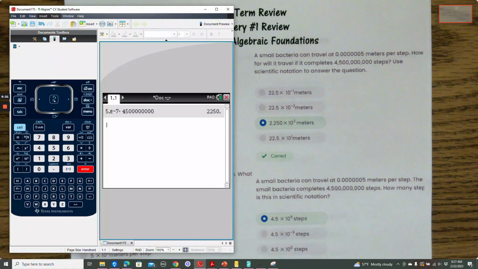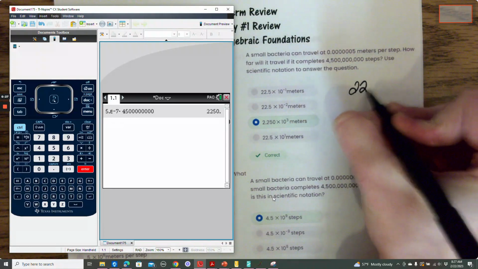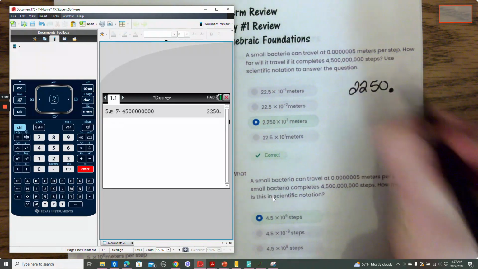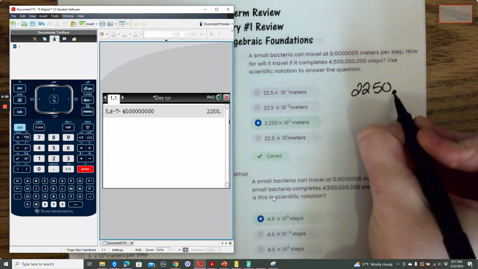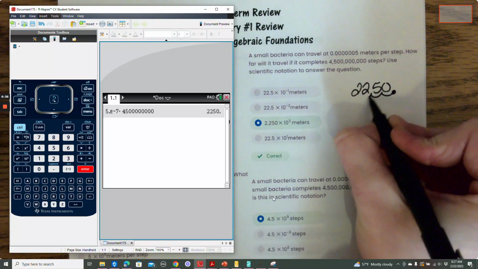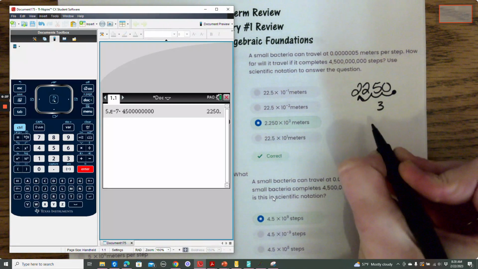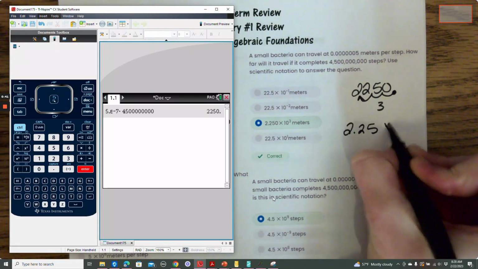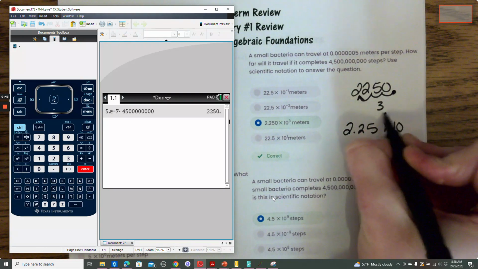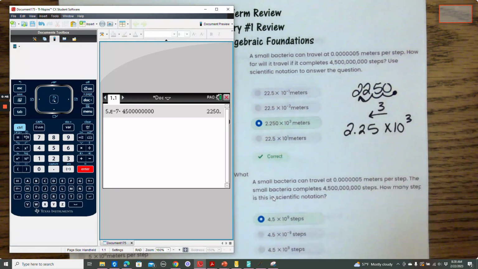If you want to make your calculator put answers in scientific notation, I'll show you that, but here's how it works. So here's my decimal point. I always want the decimal in between the first two numbers. So I'm going to move it 1, 2, 3 spaces. So I would write 2.25 times 10. And then if I move it to the left, that exponent is positive.